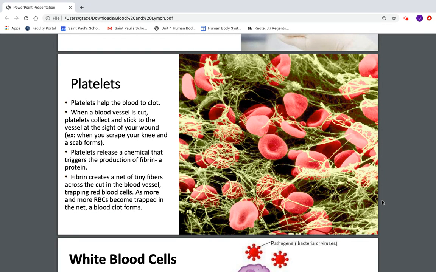And so the way platelets work is they actually release a chemical that triggers the production of fibrin. And remember, fibrin is a type of protein that's in the plasma. And so once fibrin is triggered to produce, it makes a tiny net of fibers that go across the blood vessel, trapping red blood cells. So as more and more red blood cells flow along the wounded vessel, they all stop and get collected at the net, forming a giant roadblock or a blood clot.